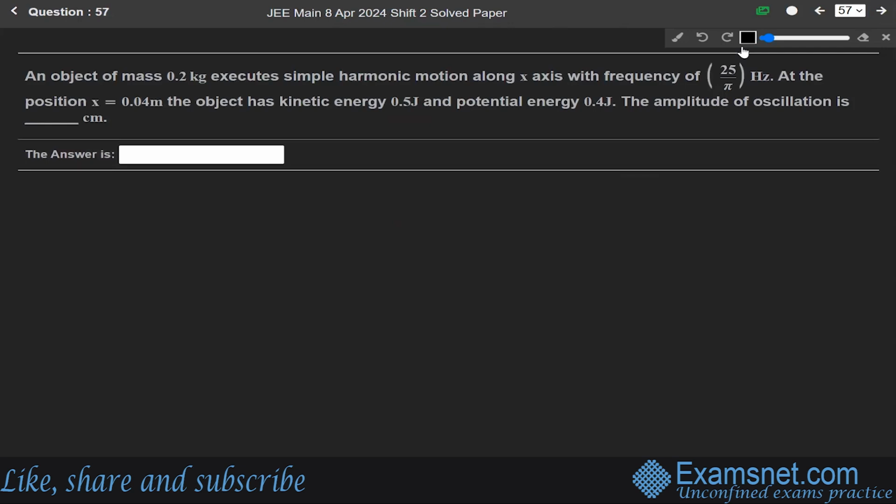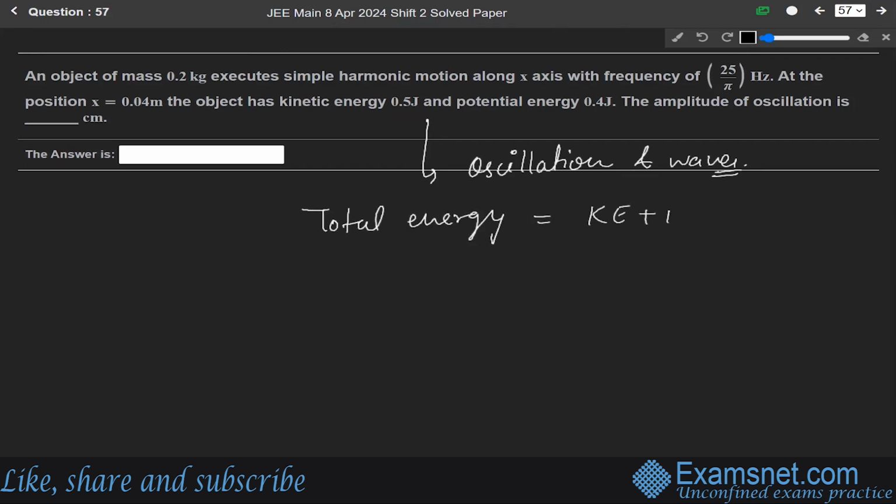Now question 57. An object of mass 0.2 kg executes simple harmonic motion along the x-axis with frequency of 25 over pi hertz. At the position x equals 0.04, the object has kinetic energy 0.5 joule and the potential energy is 0.4 joule. We have to find the amplitude of the oscillation. So this question is from the chapter of oscillations and waves. We know that total energy is equal to the sum of kinetic energy and potential energy.